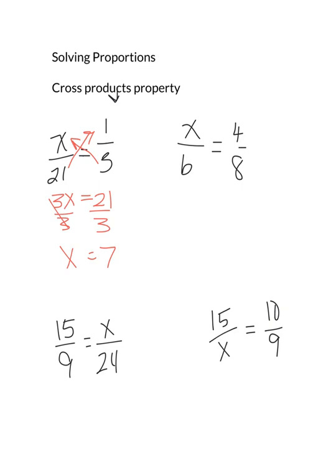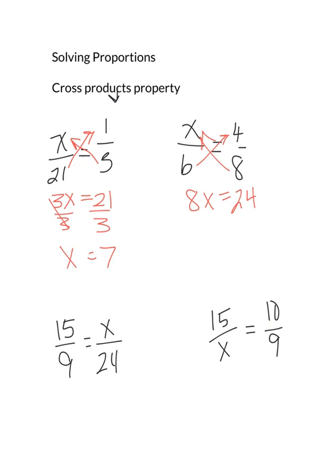Sometimes it's not as obvious. If I have x to 6 equals 4 to 8, here I can just simply use my products of my means equaling the products of my extremes. Use that cross products property. So again, I'm going to multiply 8 times x to get 8x. I'm going to multiply 6 times 4 to get 24.